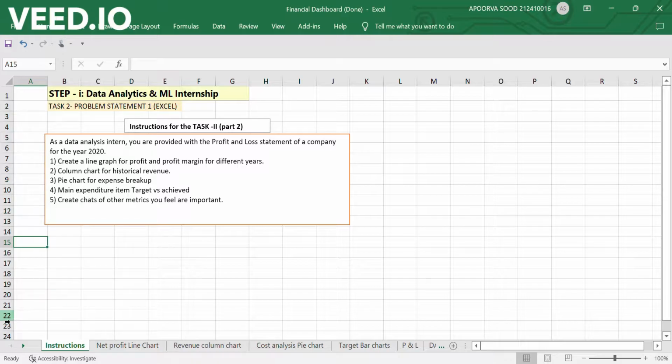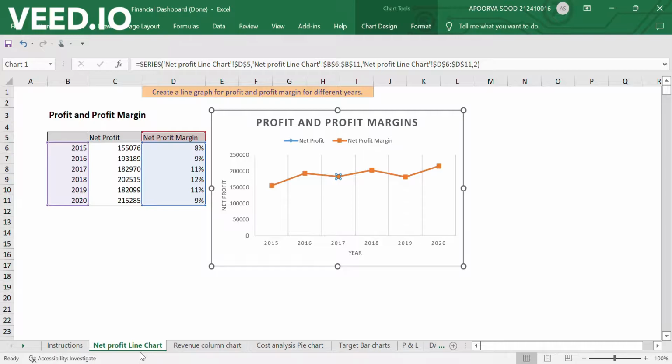So these were the set of instructions given to us, and in the upcoming sheets I'll walk you through the approach I used to solve these questions. Every sheet had a table of information based on which we have to come up with some plots.